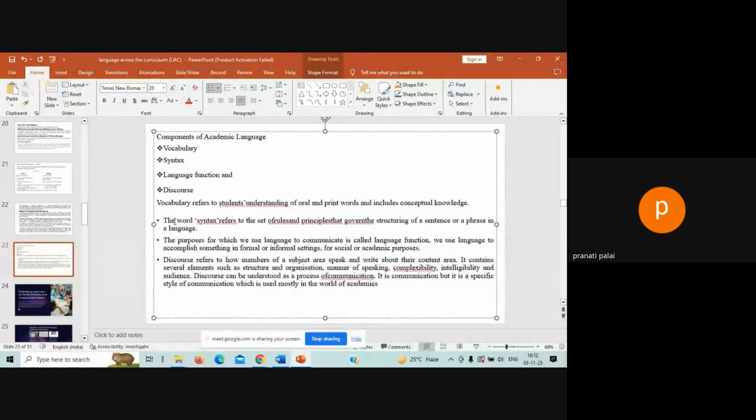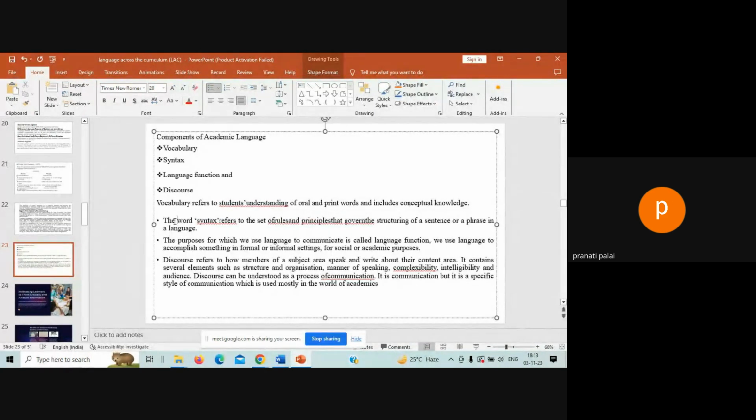The purpose for which we use language to communicate is called language function. We use language to accomplish something in formal or informal setting for social or academic purpose. So language function means in which way we are using that particular language. Language may vary from situation to situation, from one mode of communication to another. So in what situation you are using the language, that is called the language function.